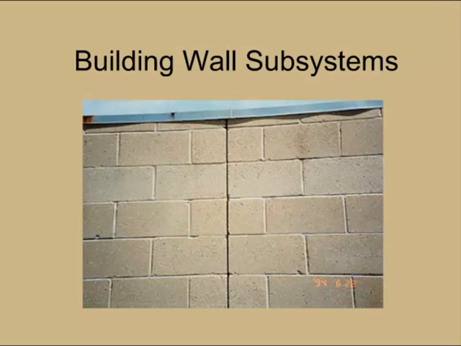Here's an example of a control joint. So it's accommodating the long-term shrinkage of these concrete masonry units. One thing you can see is at the top there is no joint that's forced into that coping. So that's one way to tell that it's not an expansion joint.